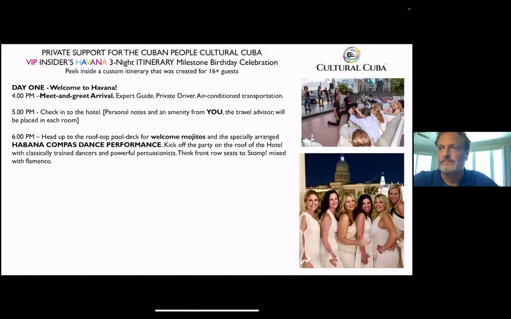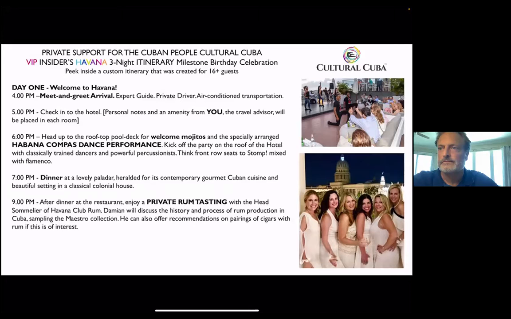And this happened to have been the Kempinski Manzana Hotel, which is the nicest hotel in all of Havana. We've got the pool deck completely roped off just for this group. They have their mojitos, and one of the top dance companies in Cuba kicks off this amazingly private party for them, performing right there on the roof. After that, a little bit of time for them to freshen up in their rooms, and then we whisk them off for a special private dinner, again at a special restaurant in an old converted home that is completely privatized just for this group.